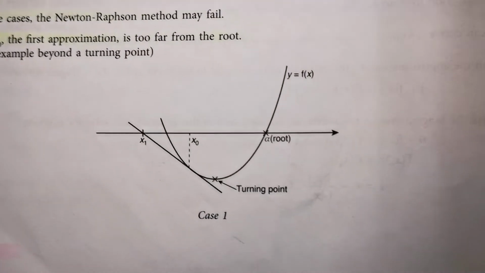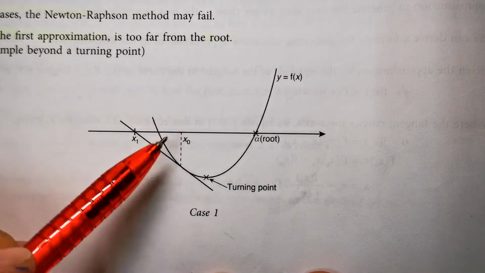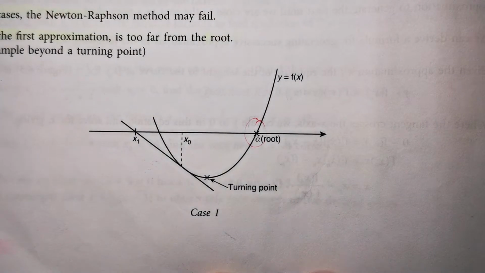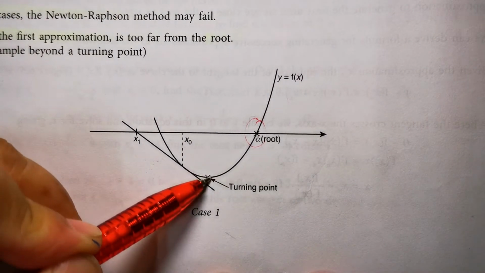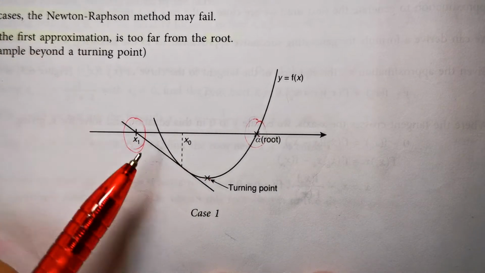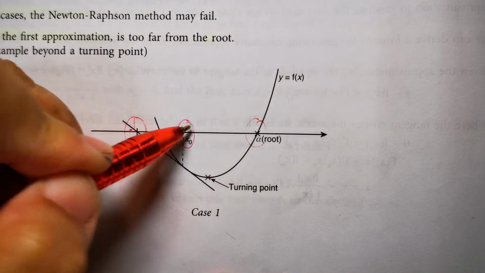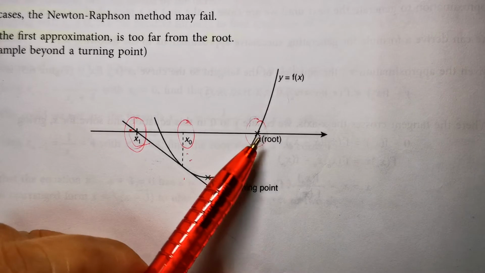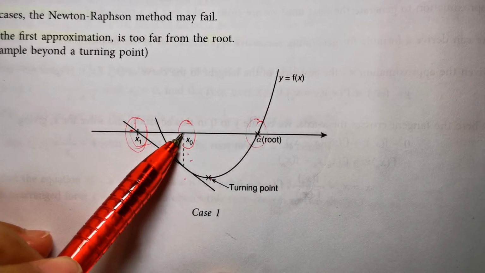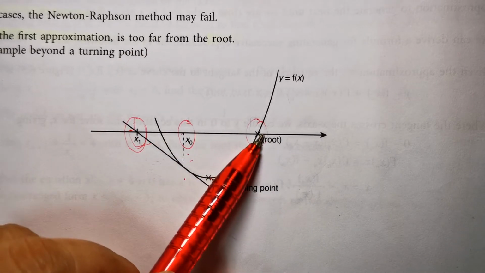Okay, so the first one is this example. This is the root that we want. Of course, you see in this diagram we have two roots, but let's say this is the root that we want to calculate. The turning point is here, but the first initial value of x that we choose is here. Sorry, here. So this is the actual root that we want to calculate, and we choose the first approximate value here. It is too far from the root that we want.